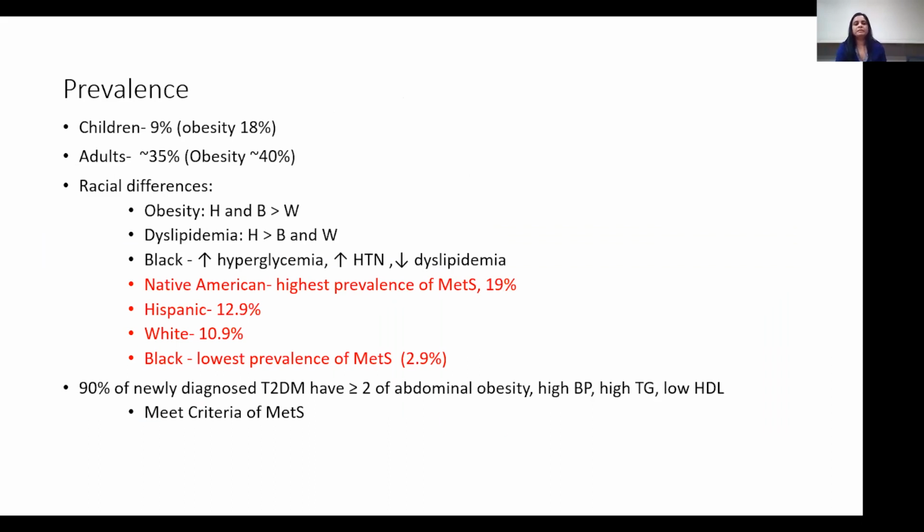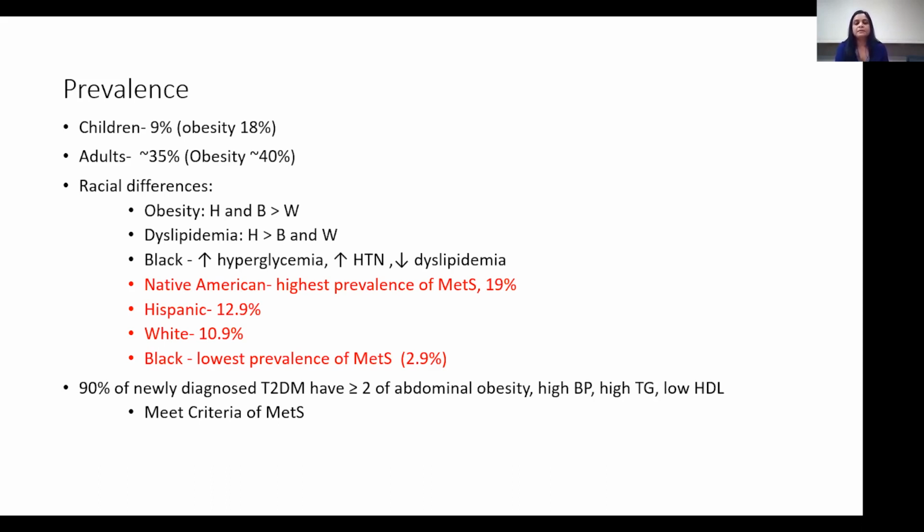So what is the prevalence? Unfortunately, these are pre-COVID statistics. The prevalence of metabolic syndrome in children is about 9 to 10%. That's a lot, and we didn't even think about metabolic syndrome until recently. Pre-COVID, the obesity rate was about 18%, but now statistics are saying anywhere from 22 to 25%, depending on the state. And almost half of the obese children have metabolic syndrome. Again, I'm going to repeat that: half of the obese children have metabolic syndrome.